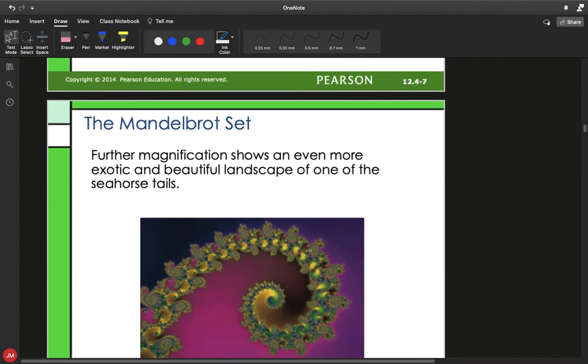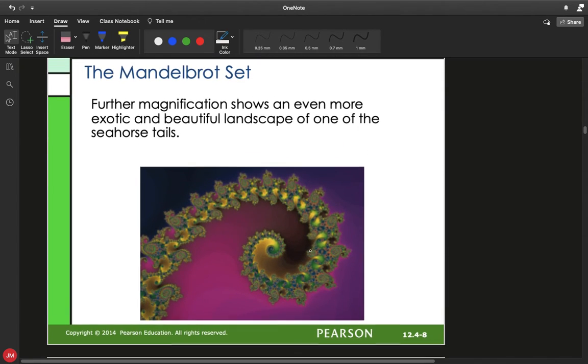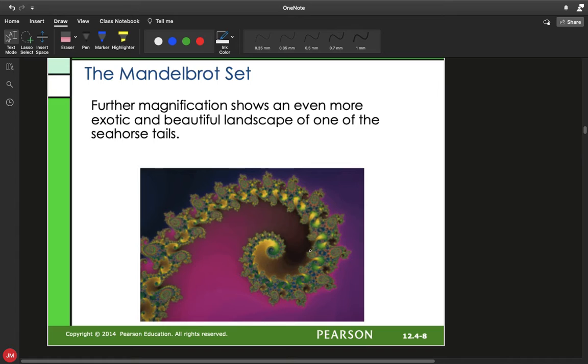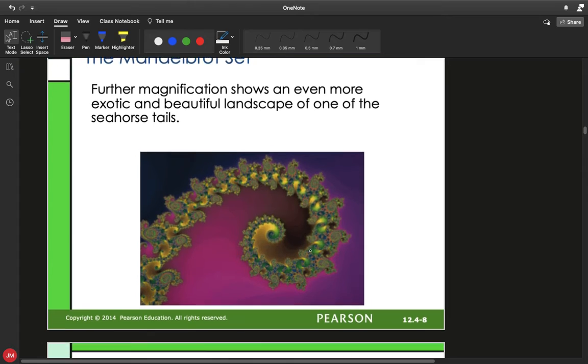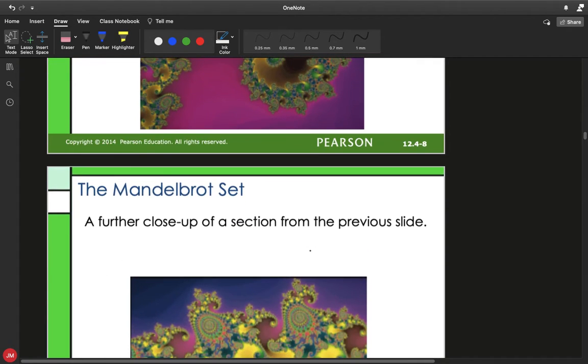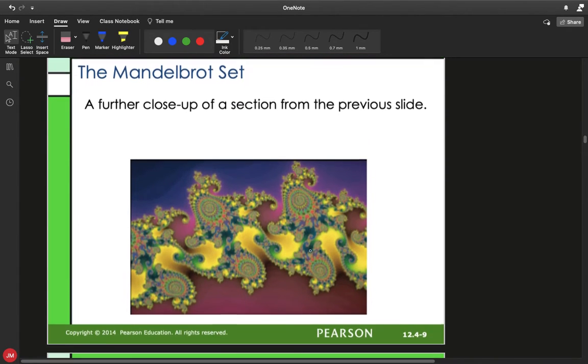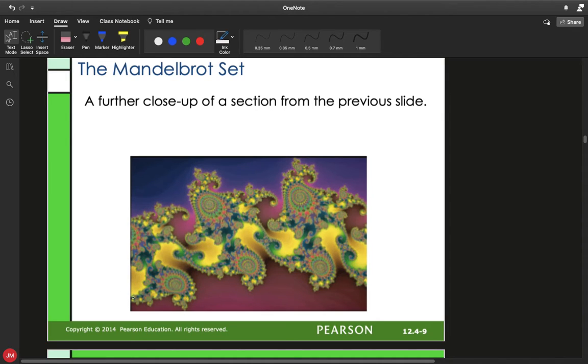In fact, as we continue to zoom in, you'll start to notice more of those seahorse tails that we were talking about before, where you've got these vibrant images, with different things coming out of them, very exotic, kind of fun to look at. And here's where things get kind of crazy. Here's the magnification of one of the slides from the previous slide. So now we've zoomed in even further.